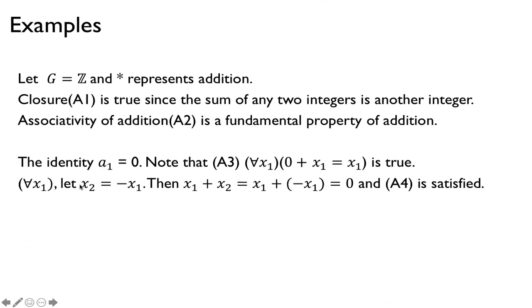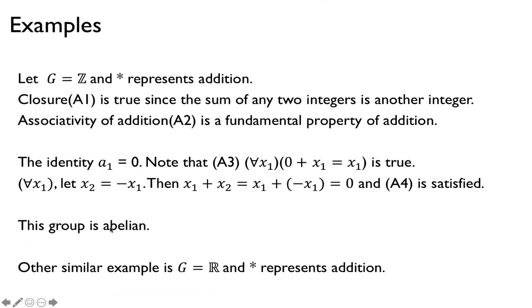Remember when we talked about proving mathematical proofs, to prove the existence of something, we just produce that something. So given any x1, if you negate it, then that's the inverse, because if I add it to x1, I get 0. So that's A4. So the four properties are clearly satisfied, so this is a group.